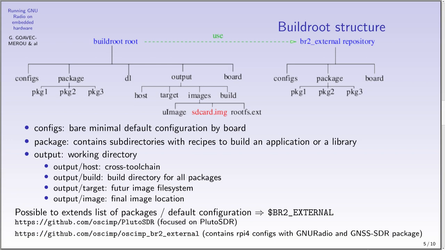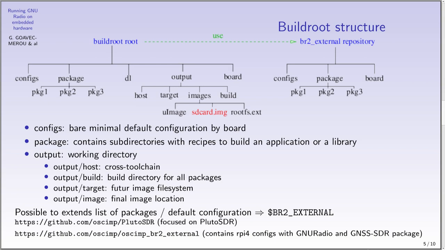Output is the working directory, the BuildRoot working directory, with some important subdirectories. The first one is the host. It contains all tools able to be used by the host computer to do something with the target. It contains the cross compiler. It contains, for example, if QEMU, an emulator, is set, it contains QEMU, etc. Every tool used by the host computer.